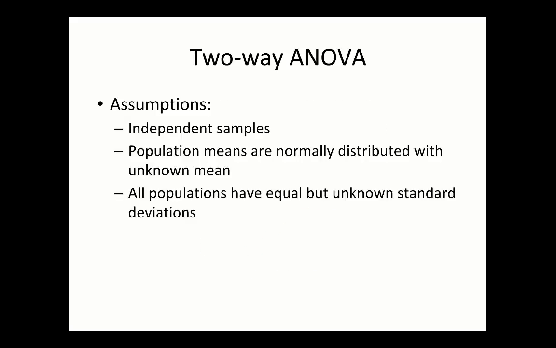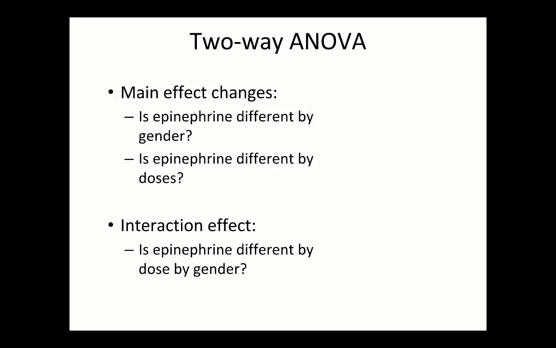The same assumptions apply to the two-way ANOVA, that is, the groups use independent samples from normally distributed populations with equal but unknown standard deviations. The two-way ANOVA measures 3 different effects. The 2 main effects assess the difference between each categorical response for the response variable.